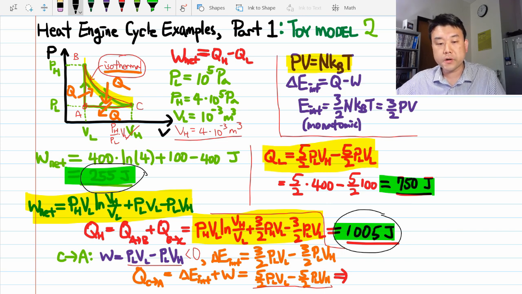Now, you might wonder what's allowing this toy model number 2 to be more efficient compared to toy model number 1. And when we come back for heat engine cycle examples part 2, we are going to look at a theoretical heat engine cycle that was devised to maximize the percentage of input energy that's turned into mechanical work. It's called the Carnot cycle, and we'll come to that when we get there. But the calculation there is a little more involved, so we'll reserve that until later.